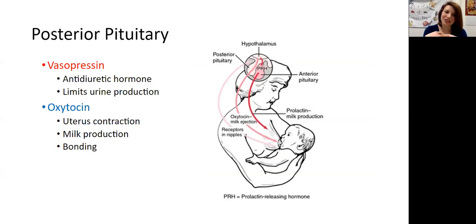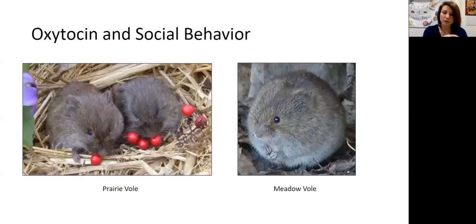And then oxytocin is responsible for a few different things. Oxytocin is responsible for producing uterine contractions when mammals are in labor. It's responsible for milk production, and it is also responsible for bonding in animals. So oxytocin as a bonding hormone is really interesting.